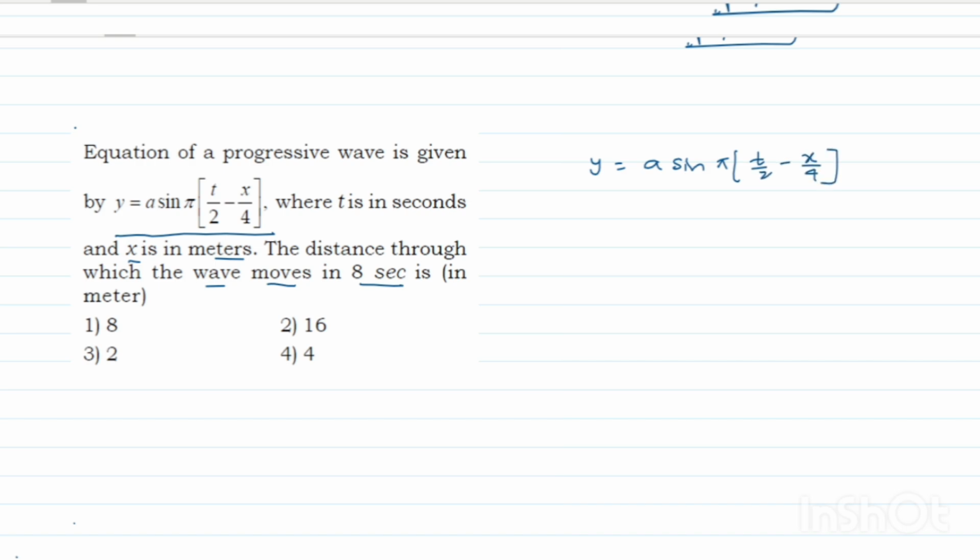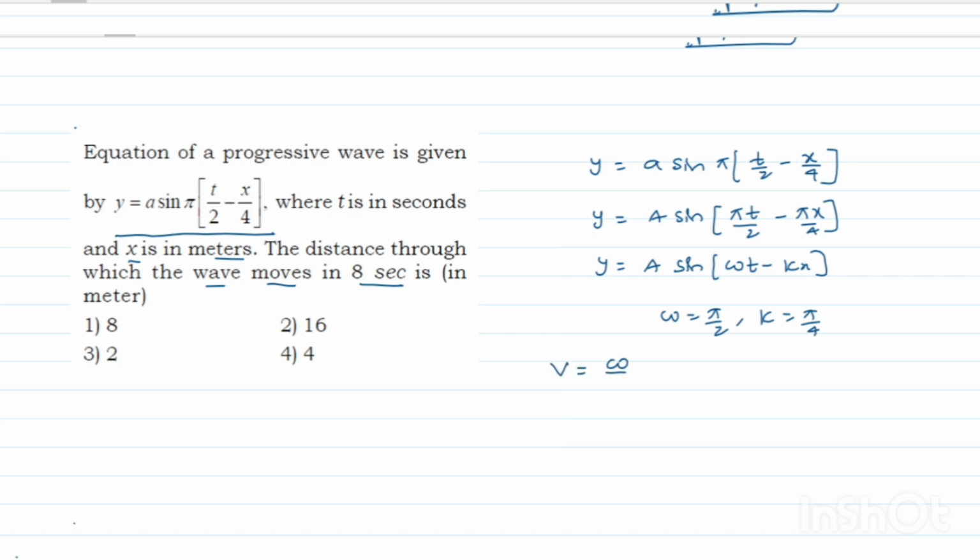Now they are asking the distance value. Taking pi inside, this is pi t by 2 minus pi x by 4. It's in the form of y equals a sin omega t minus kx. So instead of omega here it is pi by 2, and instead of k it will be pi by 4.